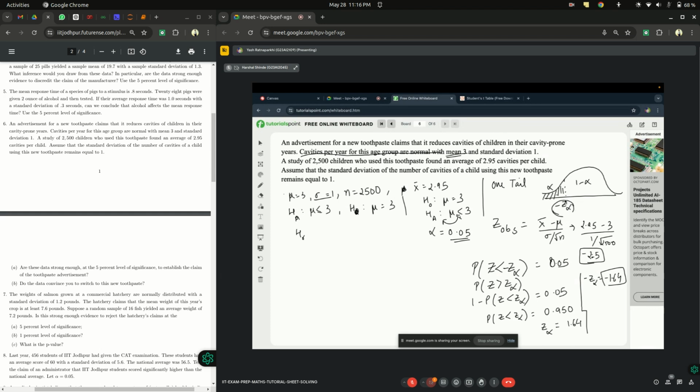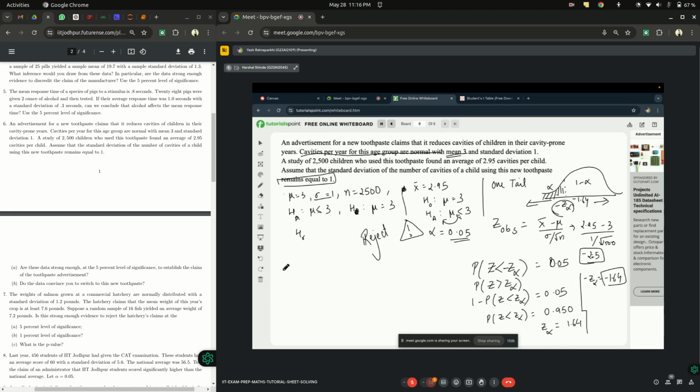Now check it. Minus 1.64 is this point, and my point is minus 2.5. Will it go on the left side or the right side? Left side. So what will I do? Reject my claim. And since I reject my claim, the standard deviation will not remain 1, because my hypothesis is rejected. Got it?